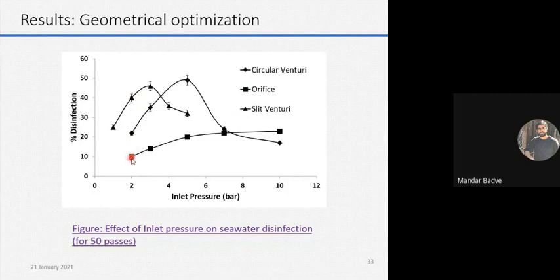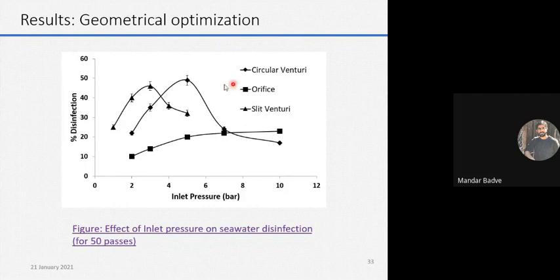So for the case of the orifice, we only observe 10% disinfection, whereas if we change to circular geometry, we observed around 20% disinfection, and for the slit type of geometry, we observed 40% disinfection, right? Which was very interesting. The amount of energy we put in was constant, but we just changed the geometry of these devices, and because of that, the amount of cavitation that takes place inside those geometries changes, the intensity varies, and therefore the overall efficiency was different as well, right?